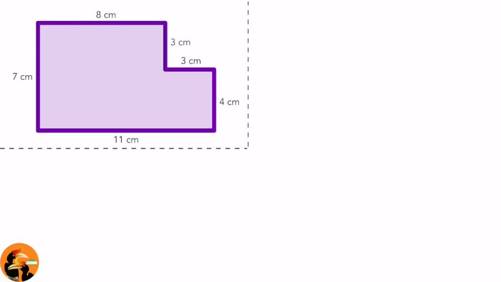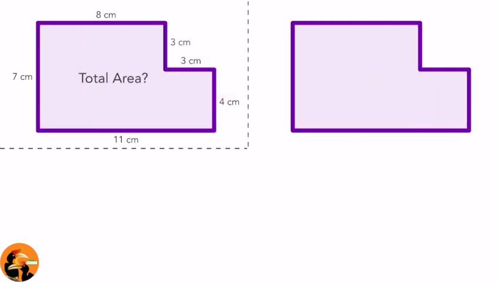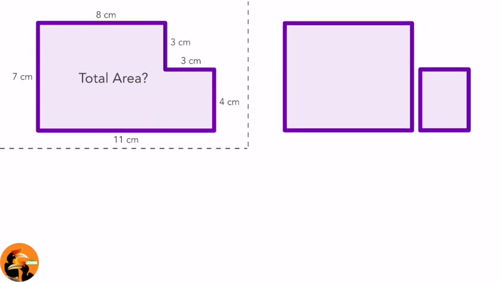For our first example, we have a shape that looks like it's made up of a couple of rectangles, and we want to find the total area taken up by the shape. Let's start by making a copy of the shape and cutting it into pieces. One way to do this is to split the shape up right here. We can see that the small rectangle has a base length of 3 centimeters and a height of 4 centimeters, and the large rectangle has a base length of 8 centimeters and a height of 7 centimeters.